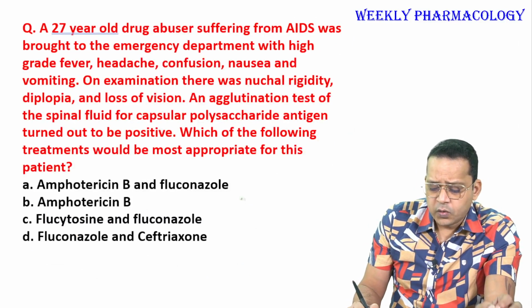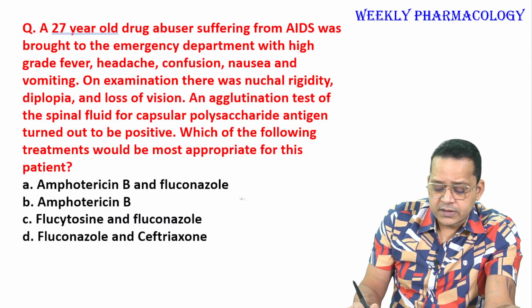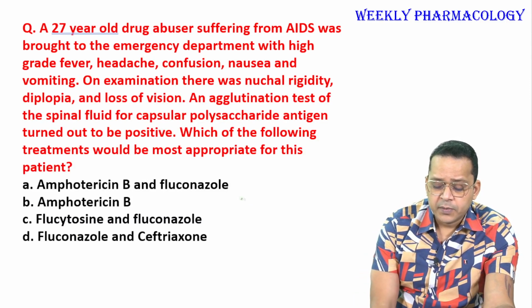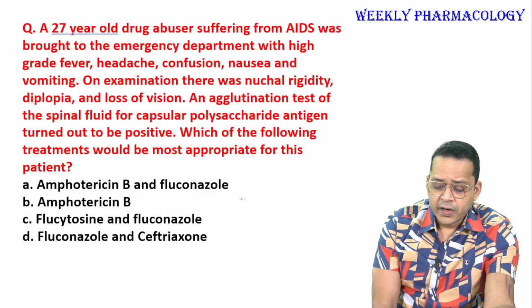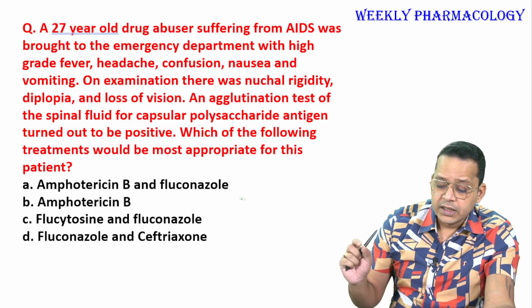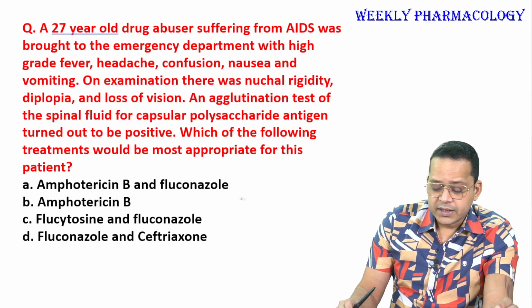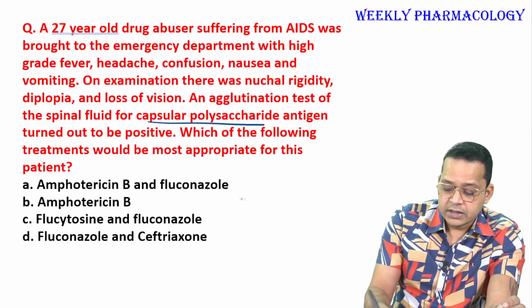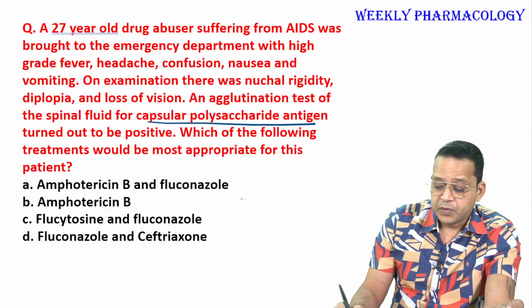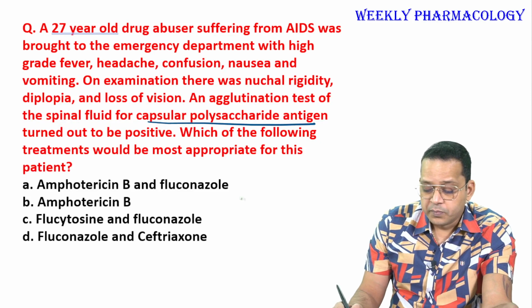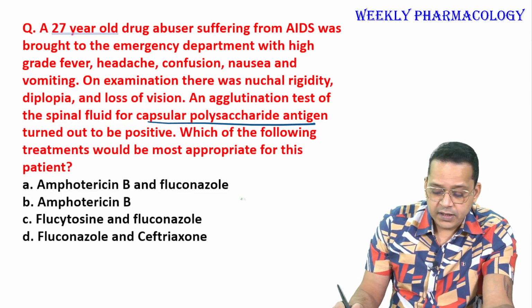A 27-year-old drug abuser suffering from AIDS was brought to the emergency department with high-grade fever, headache, confusion, nausea, and vomiting. On examination, there was nuchal rigidity, diplopia, and loss of vision. An agglutination test of the spinal fluid for capsular polysaccharide antigen turned out to be positive. Which of the following treatment would be most appropriate for these patients?